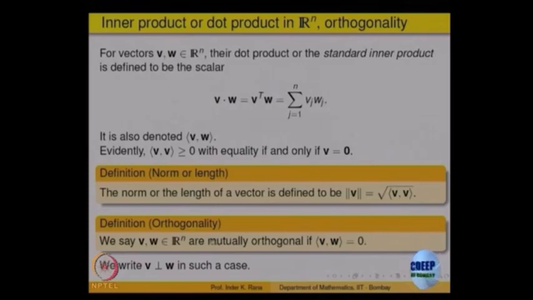When we say two vectors are mutually orthogonal in Rn, it means the dot product, or the inner product, between them is equal to 0. The same definition carries over. If v is perpendicular to w, then w is also perpendicular to v, because this multiplication is commutative. Whether you write the inner product of v with w or of w with v, it is the same. So, it is symmetric: v perpendicular to w is the same as w perpendicular to v.